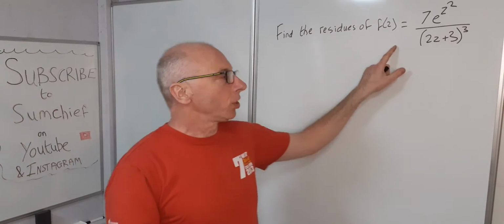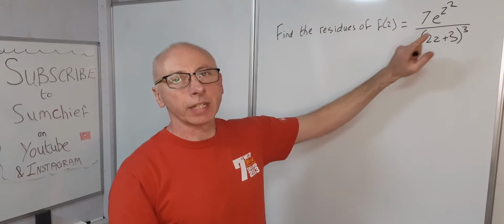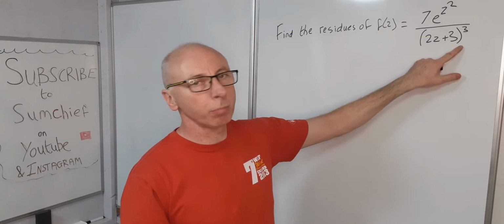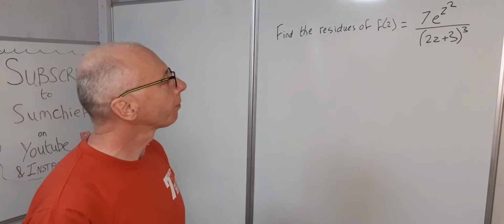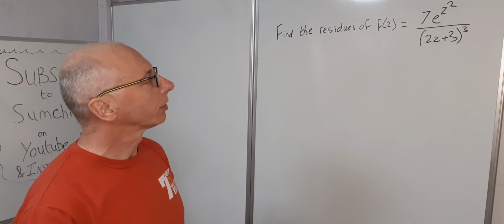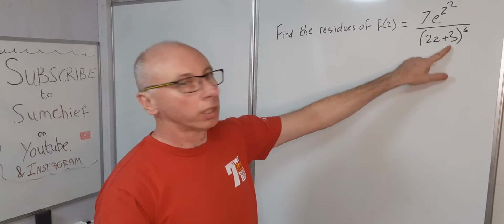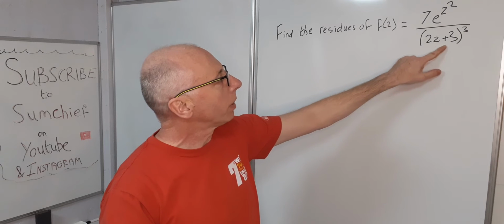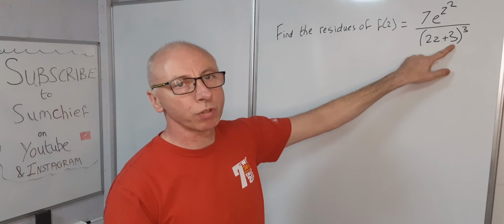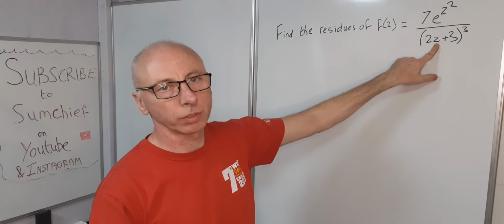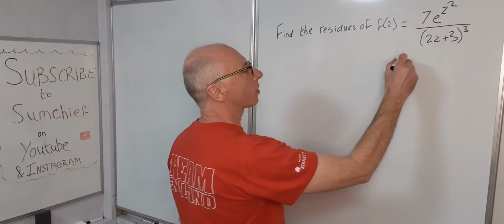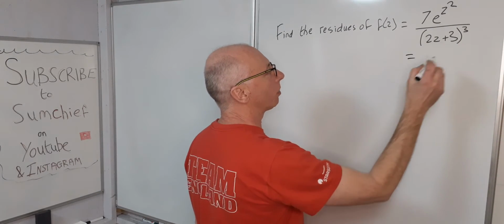So we're going to find the residues of this function here, 7e to the z squared over (2z plus 3) cubed. So where do we start? Always the first place to start is to find the poles. But the slight problem with this one is that we have 2z plus 3, and we need it in the form of z plus something. So we're going to rewrite this function, making that in the form of z plus something.